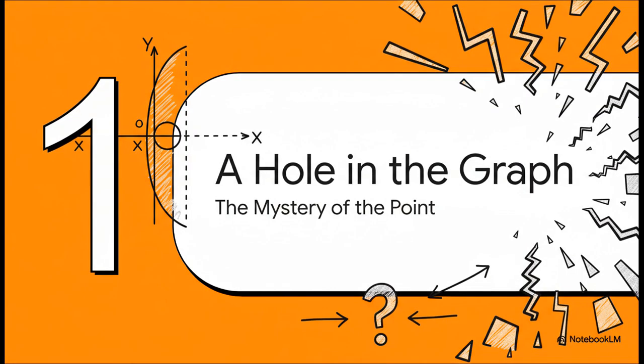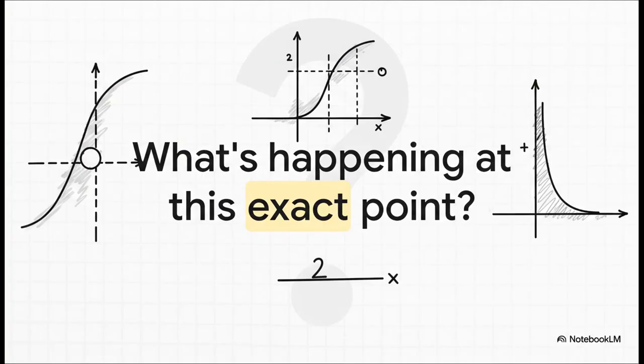All right, so let's set the scene here. Most functions are pretty well behaved. You give them an input, they give you an output. Simple. But some functions have these specific points where they kind of break down, where they're officially undefined. And as we're about to see, these breakdowns can look very, very different. And that really is the million-dollar question, isn't it?